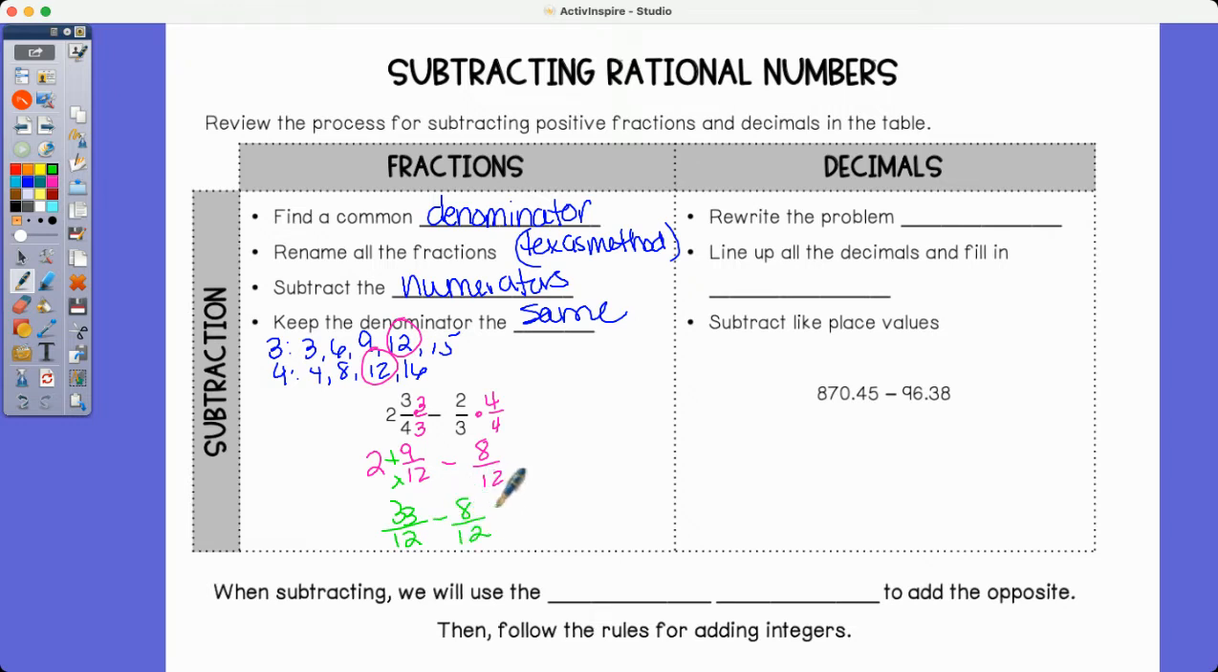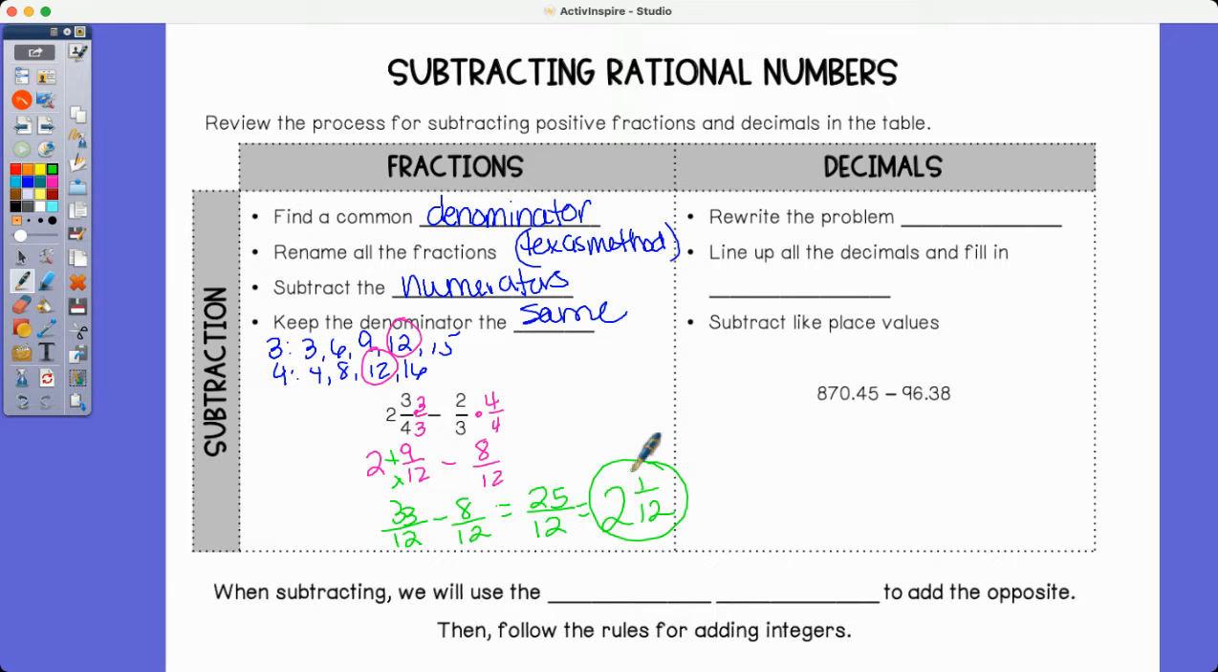If I get this wrong, guys, just bear with me. It's late. And I get 33 minus 8, is, do some math, 13 minus 8 is 5. 25 twelfths, which is 2 and 1/12.